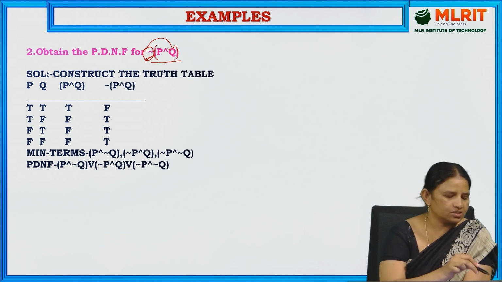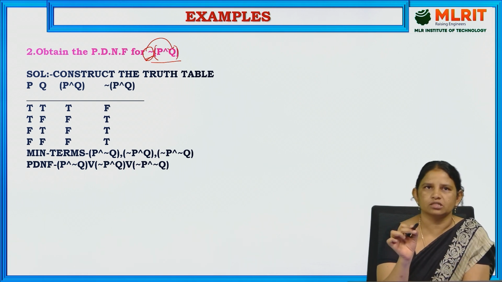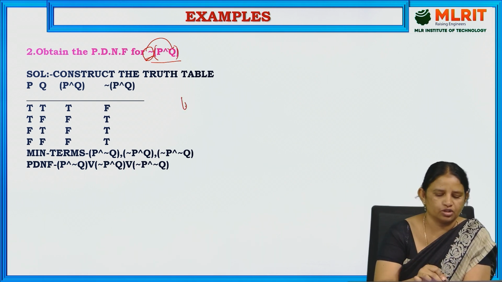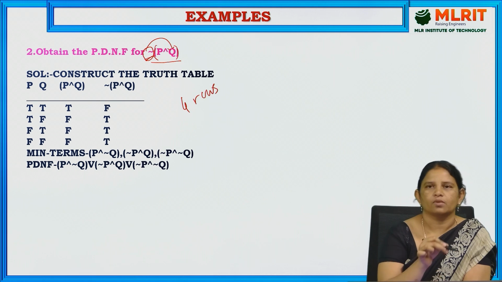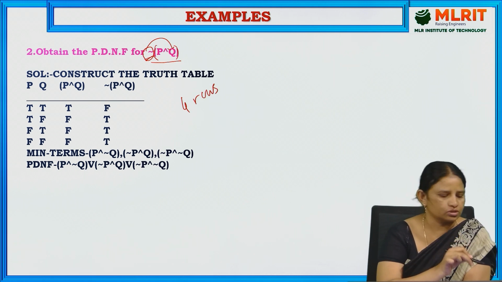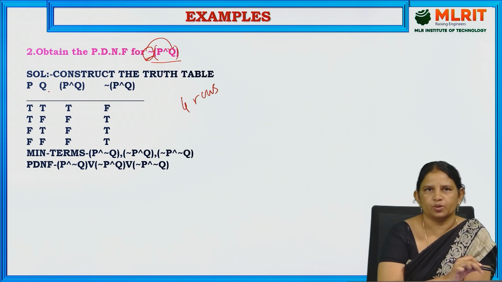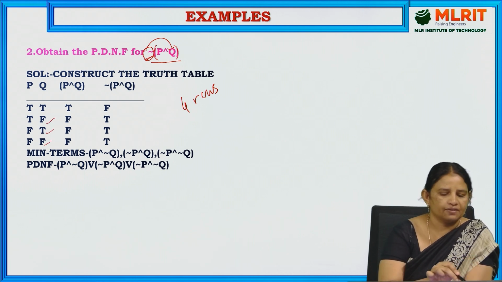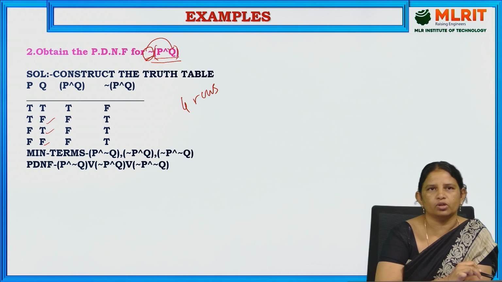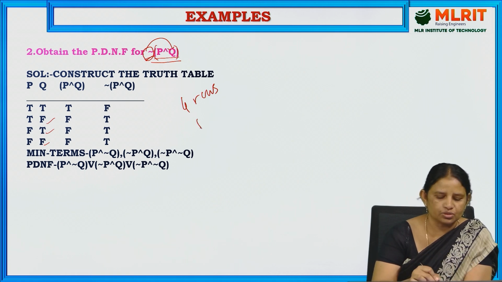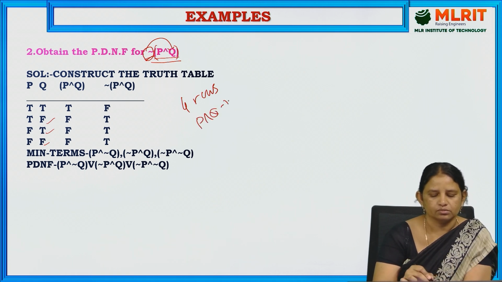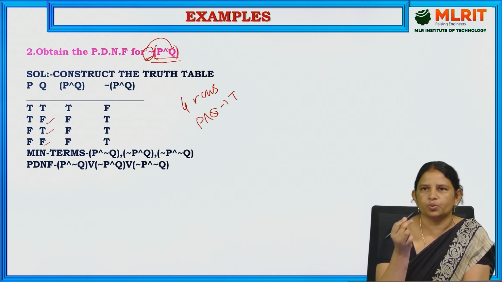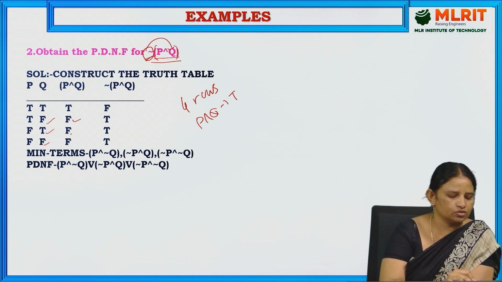First, there are 2 propositions, so find the truth table consisting of 4 rows. P, Q are the propositions: true true, true false, false true, false false. Then first take P and Q. We know that P and Q returns true only if both propositions are true. For the remaining cases, it returns false. That means true, false, false, false.